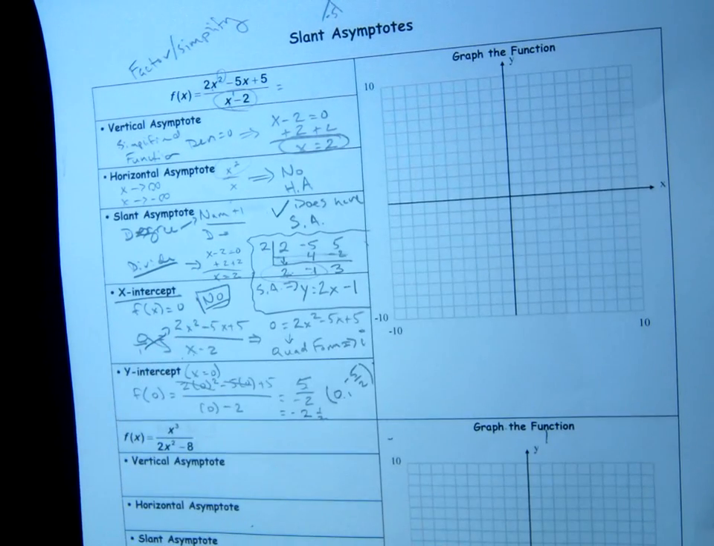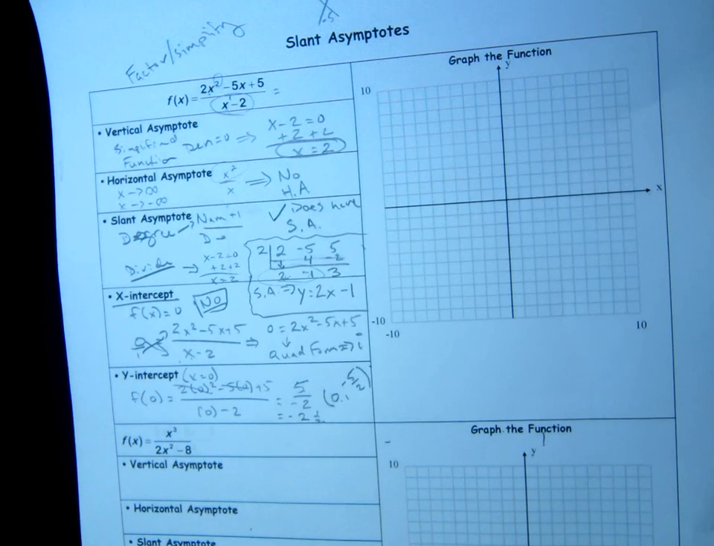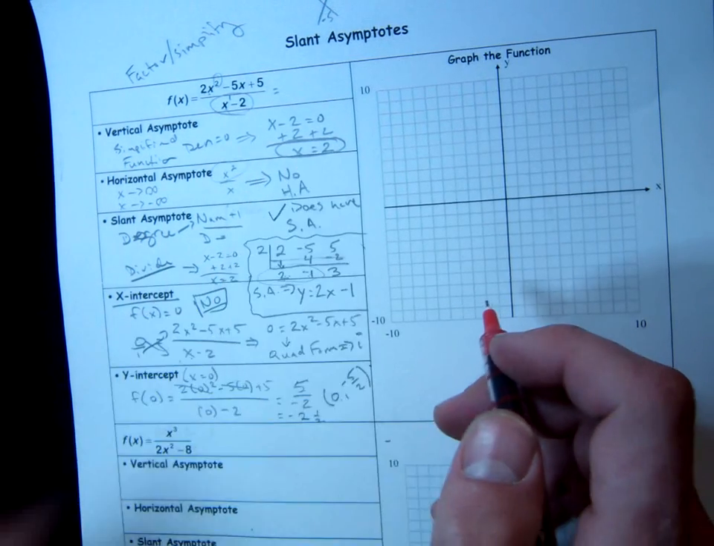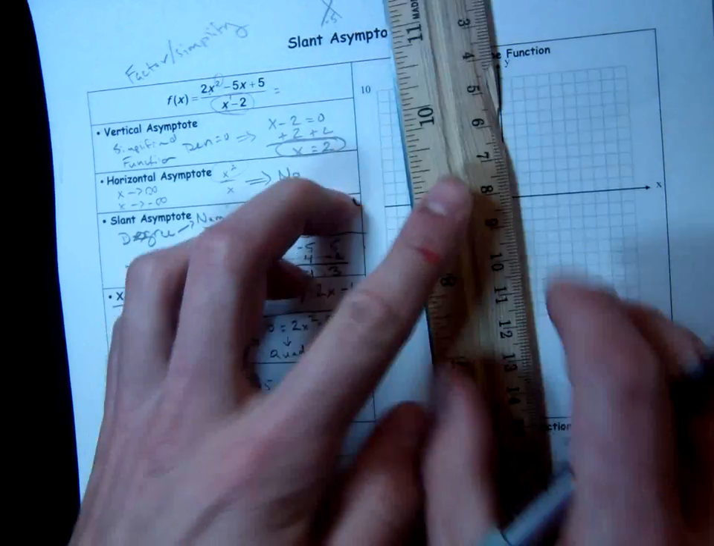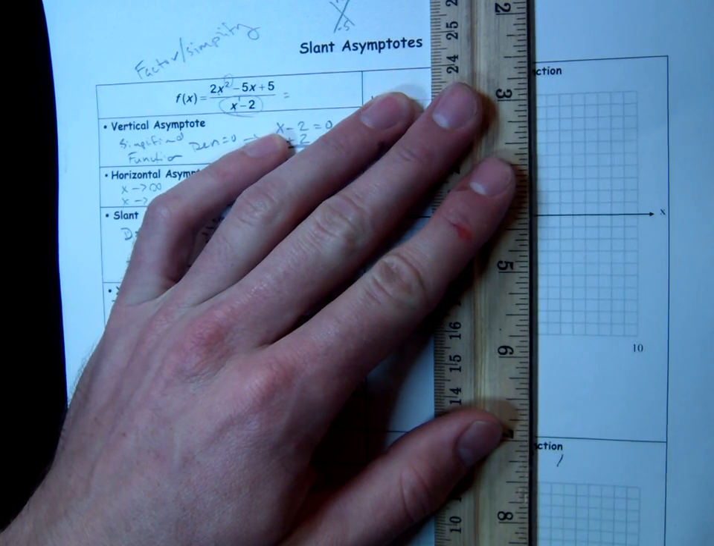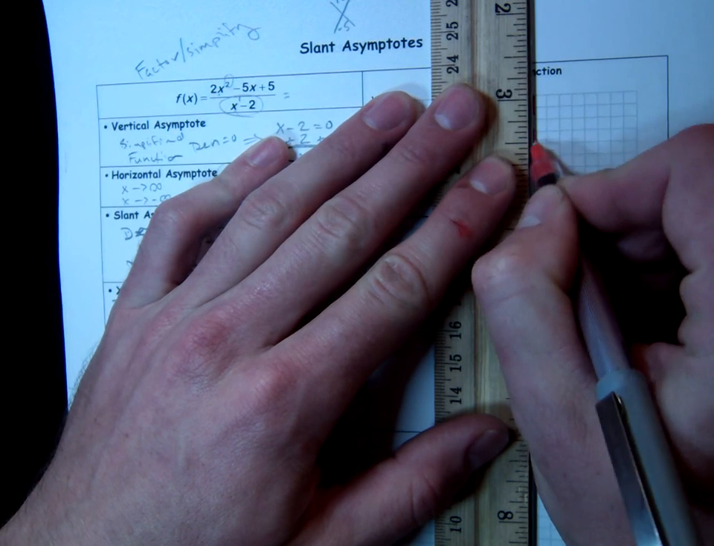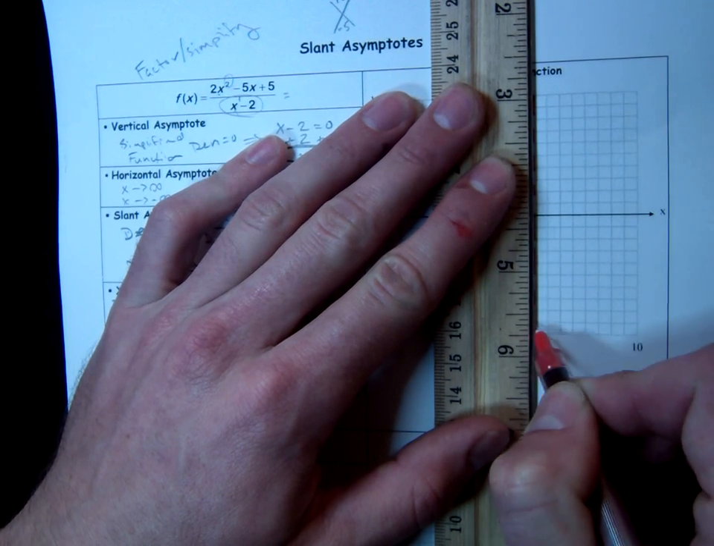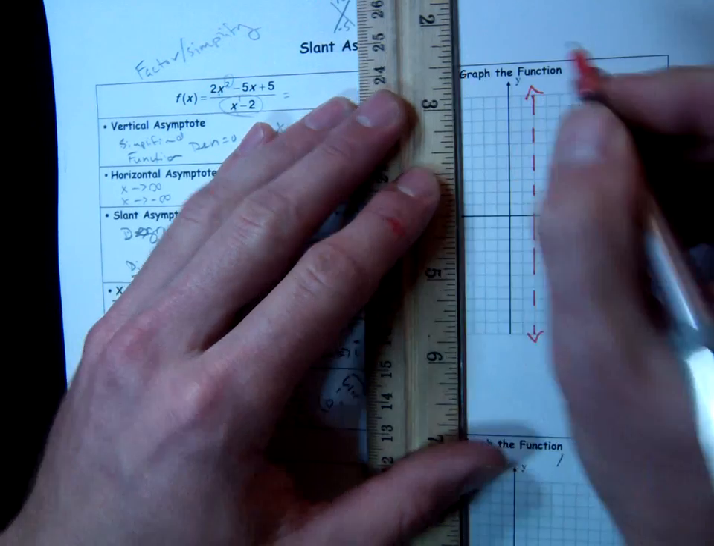Okay? Now, going through and graphing it, again, if you have different colored pens and stuff like that, it can be helpful, but use a dashed line for any asymptotes. So for the first asymptote, we see we have a vertical asymptote at 2. So let's go ahead and draw that. Vertical asymptote at 2.